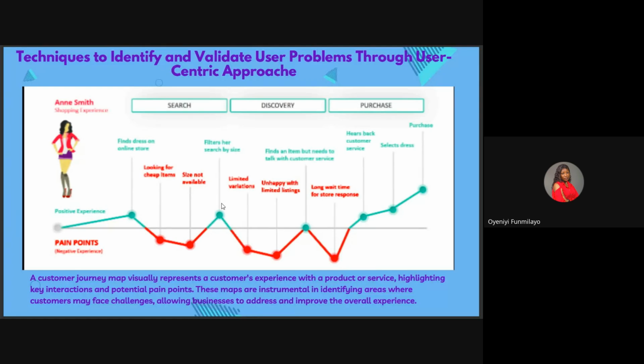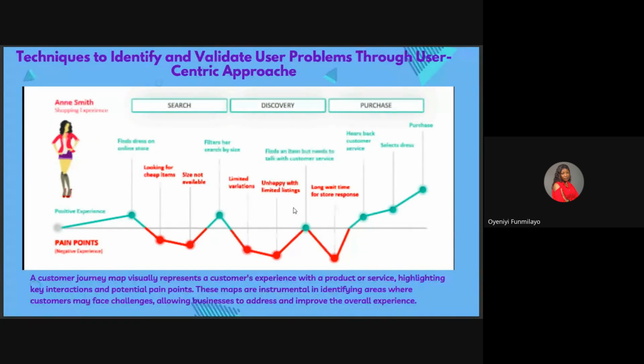So she was able to filter the search by her size, and she was happy about it. And then when she searched, she could just see very limited variations. Her size was not plenty. What happened? She's not happy again about it. Then the next thing is she is unhappy with the limited listing. She does not like the fact that the listing is too small. Then she finds an item but needs to talk to customer service. Based on the limited options, maybe she saw something that she can just manage. But now she has found this item, she has to talk to customer service.